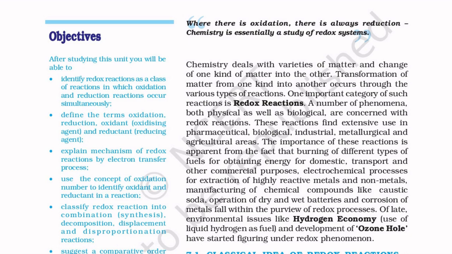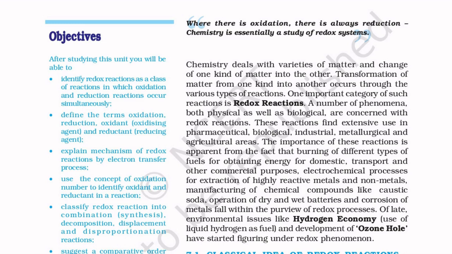Classify redox reaction into combination, synthesis, decomposition, displacement, and disproportionation reactions. Suggest a comparative order among various reductants and oxidants. Balance chemical equations using 1. Oxidation number, 2. Half reaction method. Learn the concept of redox reactions in terms of electrode processes.